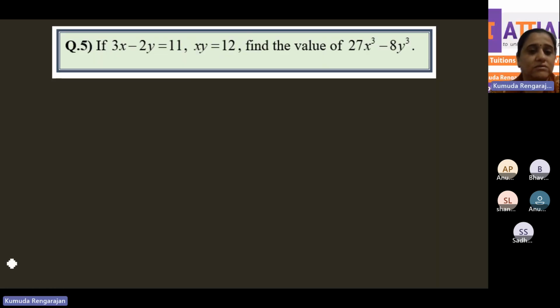So we'll do this together. Tell me. 3x minus 2y is equal to 11. Let's cube this one on both the sides. So it will be 3x minus 2y the whole cube is equal to 11 cube.